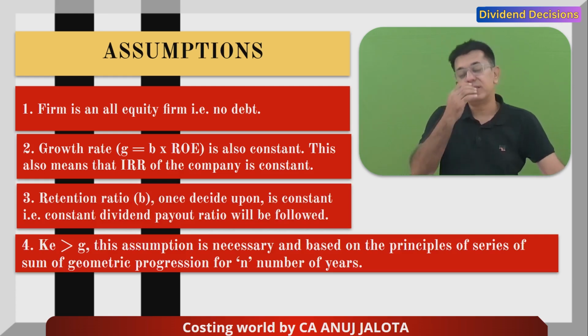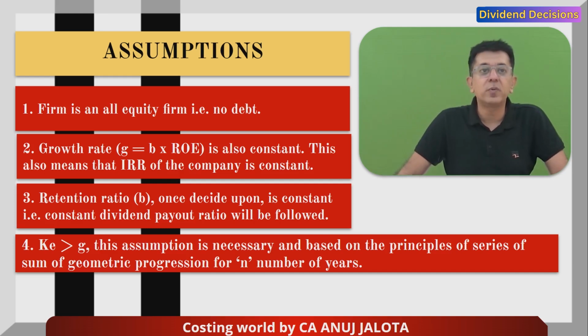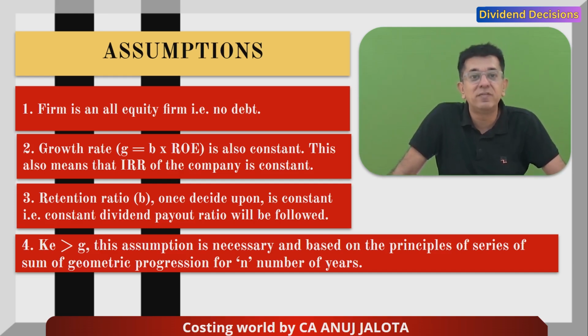Then fourth one, this assumption is crucial. That is KE is greater than G. Cost of equity should always be greater than the growth rate, because if this is not there, P0 ultimately will turn out to be negative.